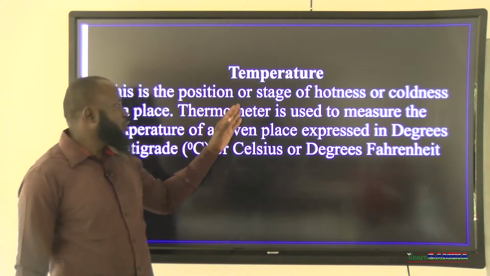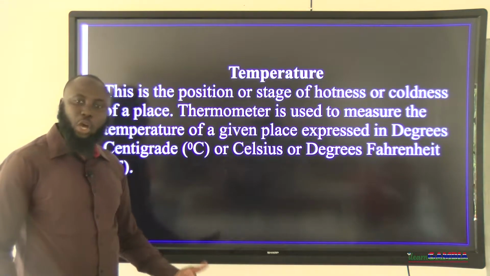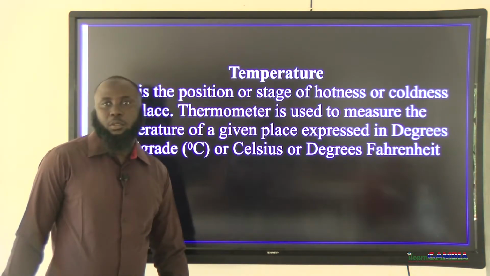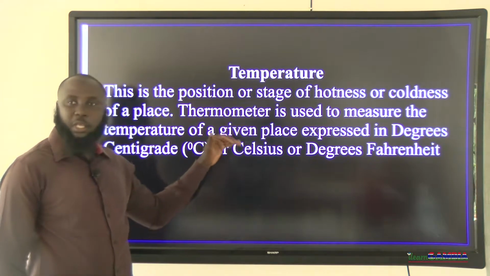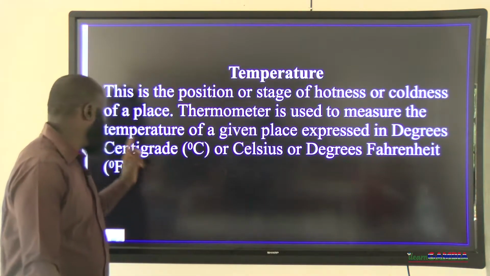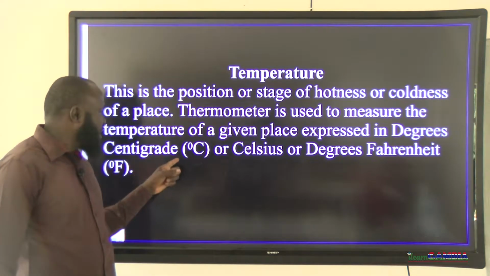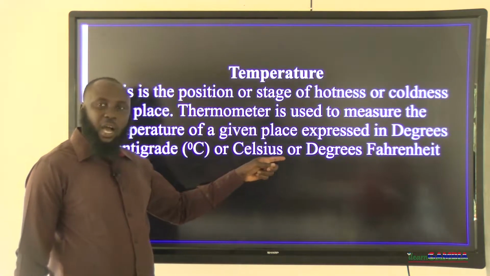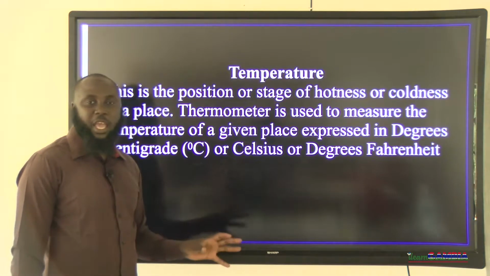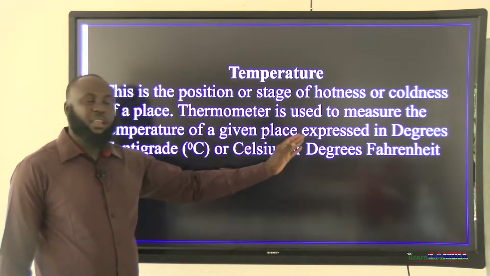Now, temperature is the degree of hotness or coldness of a place. In short, this is how hot or cold a place or a body is. The instrument that we use for measuring this is called a thermometer. The thermometer is used to measure the temperature of a given place, and it is expressed in degrees centigrade or degrees Celsius and also degrees Fahrenheit. These are the 2 scales used in a thermometer.